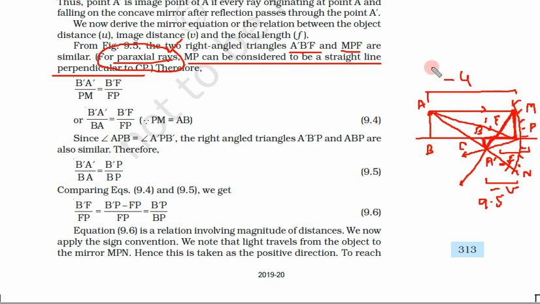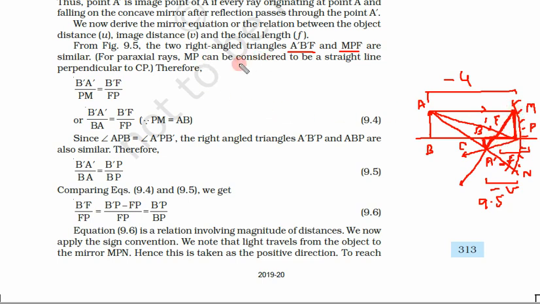Then we take this curved length. Also, if we see, this curved length is almost equal to this straight path. So if this is M and this is P, we can take this P a little bit here. There would be a little bit of difference, but this would not be large if the radius of curvature is large. So now these two triangles are similar. The first triangle is A dash B dash F, and the second triangle is MFP.